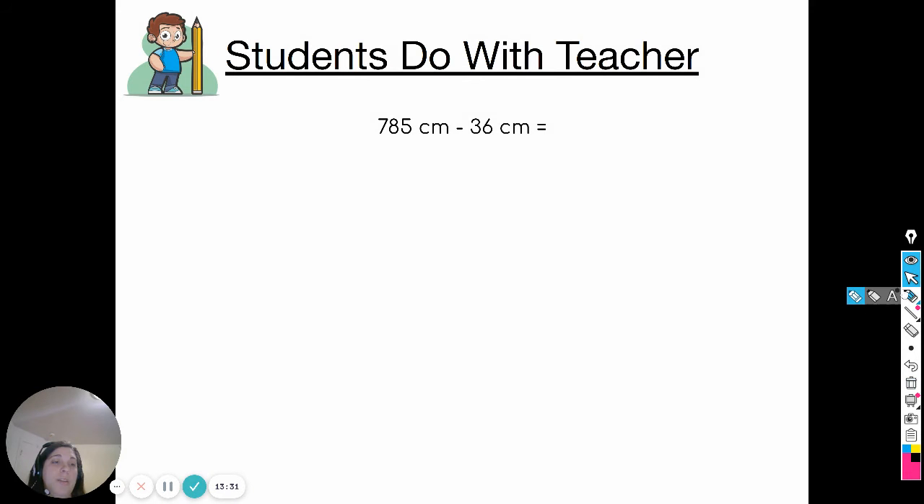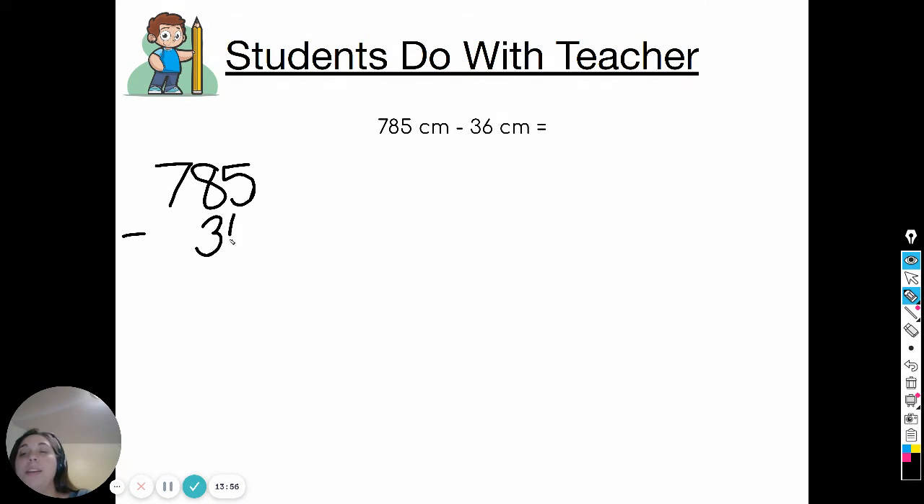Okay, go ahead and pick up your whiteboards. I'm going to have you do one with me. We're doing 785 centimeters minus 36 centimeters. Go ahead and start on your whiteboard by changing that into your standard algorithm where you stack it and subtract it. 785 minus 36. Now make sure that that 3 in 36 is under the 8 because it should be in the tens place. And there's 6 ones, so that should be below the 5 because those are both in the ones place.